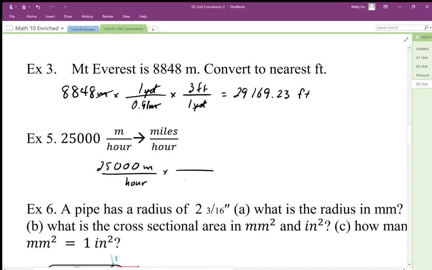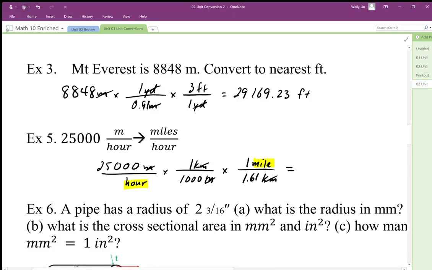Okay, so I'm going to convert my meters into, let's convert meters into kilometers. So I'm going to have 1,000 meters is 1 kilometer. And then I'm going to use my kilometers and miles. So I'm going to say 1 mile is equal to 1.61 kilometers. And I end up with these units canceling out, and what's left over is miles on top, hours on bottom. So I end up with miles per hour. Those are my units. Those are what I'm interested in.